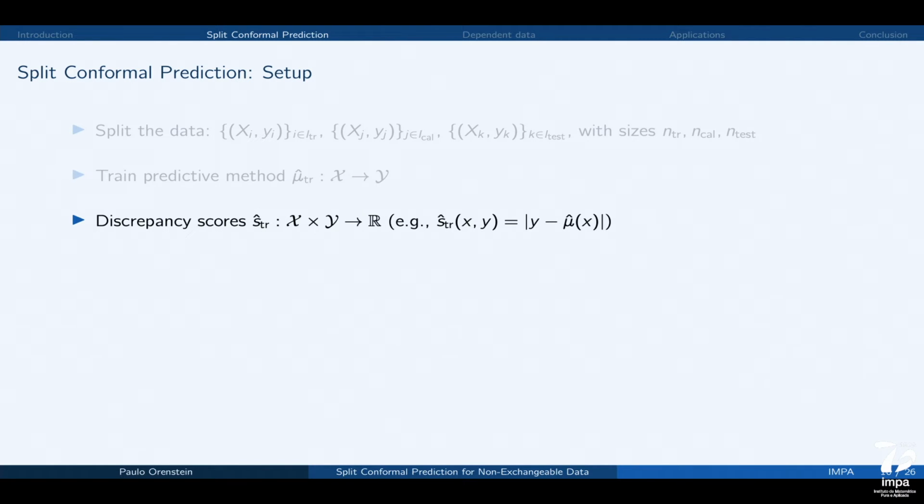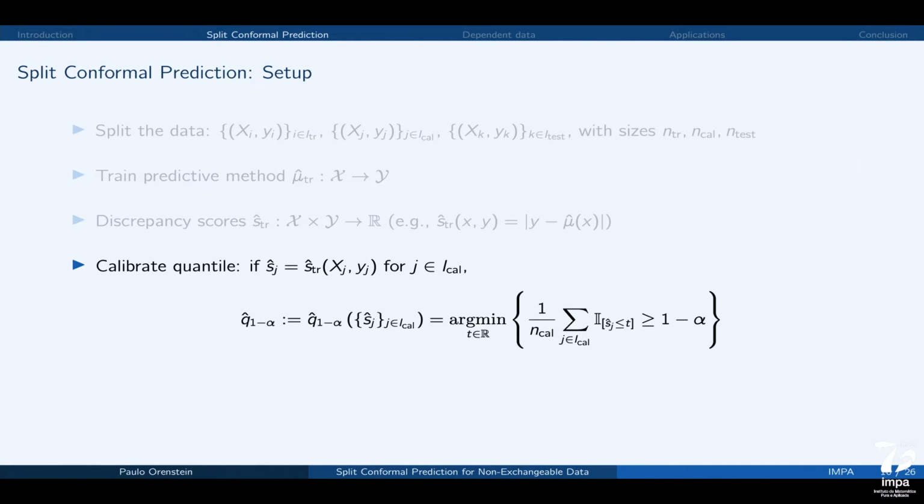So far, I haven't used my calibration data. I'm going to use it now. What I'm going to do is define s hat j to be my score applied to my calibration data x_j, y_j. And I'm going to look at q hat 1 minus alpha, which is the empirical quantile of my calibrated scores. Okay, this formula is more complicated than it needs to be.